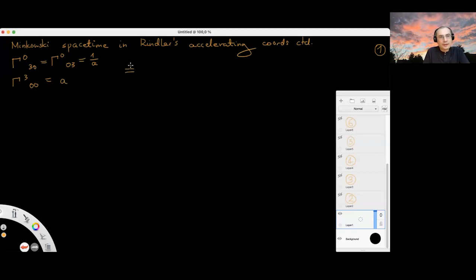It's easy to show from that that the only non-vanishing derivatives of Christoffel symbols are the derivative of gamma 030 with respect to the third coordinate, because a corresponds to the last coordinate. That's the same as gamma 033, that's minus 1 over a squared. And then the derivative of gamma 300 is simply equal to 1. The only two components we need to calculate will be R3003. Let's try to calculate that one.